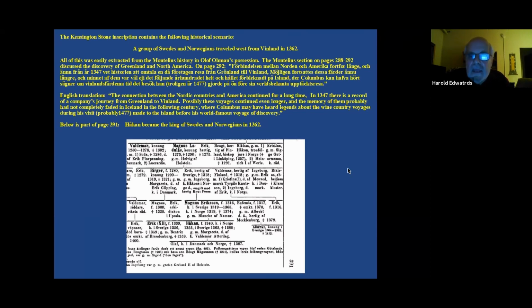On another page, Montelius has a king list for Sweden, and he has Håkan became the king of both the Swedes and the Norwegians in 1362. And what I'm making out here is that this would have been the information needed for the historical matters on the text itself.